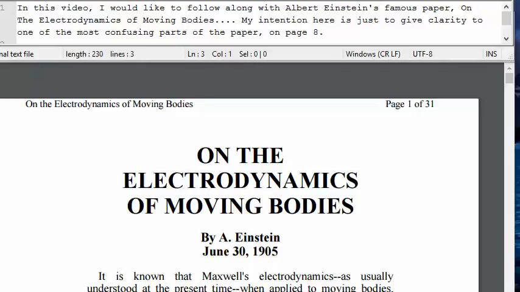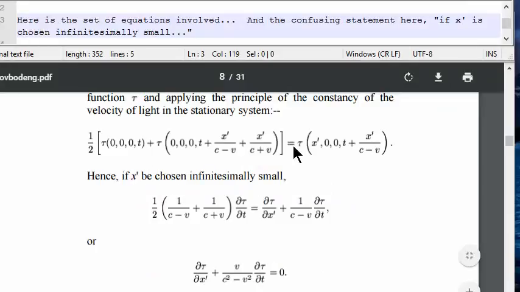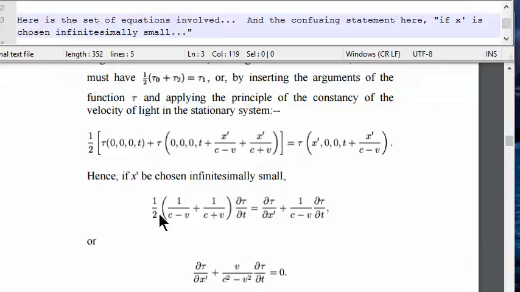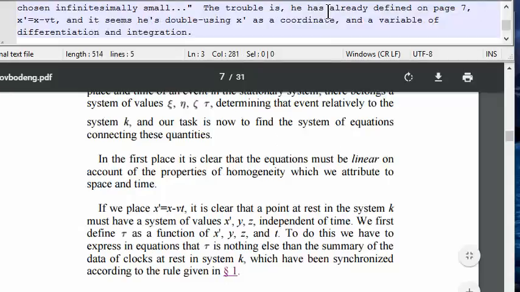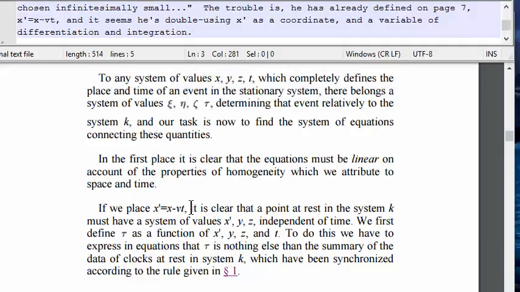In this video, I would like to follow along with Albert Einstein's famous paper on the electrodynamics of moving bodies. My intention here is just to give clarity to one of the most confusing parts of the paper on page 8. Here's a set of equations involved on page 8, and the confusing statement here: if x prime is chosen infinitesimally small. The trouble is he has already defined on page 7 x prime equals x minus vt, and it seems he's double using x prime as a coordinate and a variable of differentiation and integration.